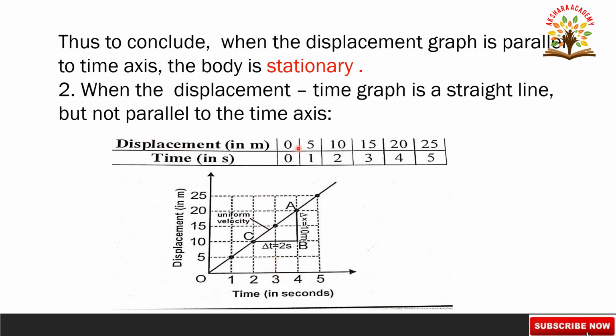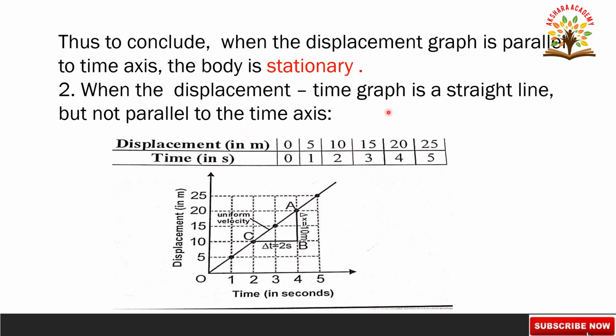See here, displacement is 0 and time also 0. Displacement is 5 meters at time 1 second. For each and every second, the displacement travelled is 5 meters, 10 meters, 15 meters, 20 meters and 25 meters. Here we are taking time 1 second, next 2 seconds, next 3 seconds. Between 1 and 2 seconds, that is 1 second, the displacement is the shortest distance between the initial point and the final point: 10 minus 5, that is 5. Here also 5, here also 5. So for each and every second, the displacement travelled is equal.